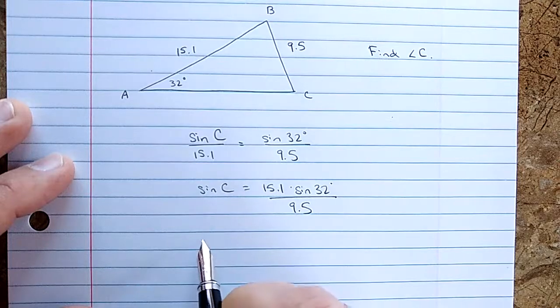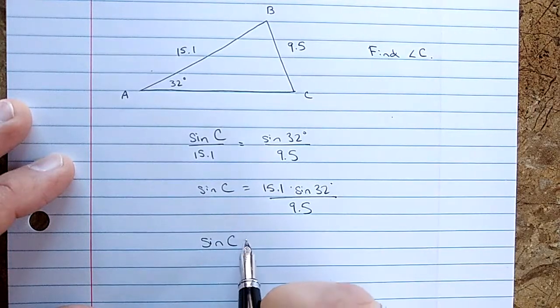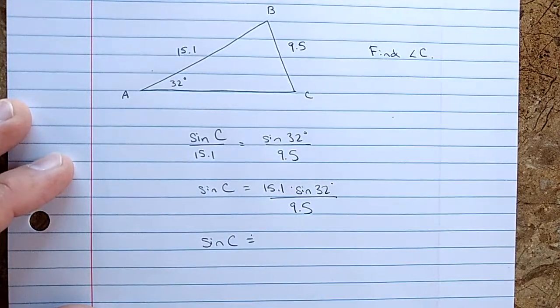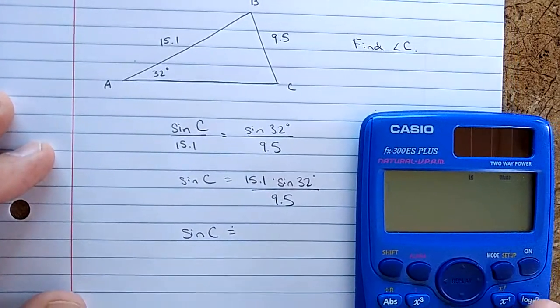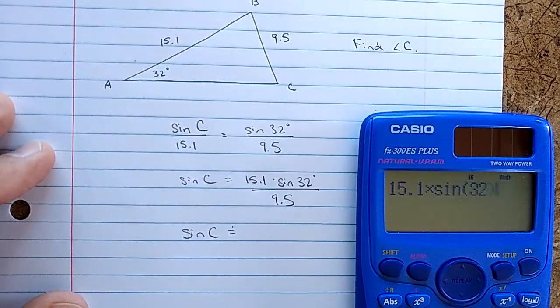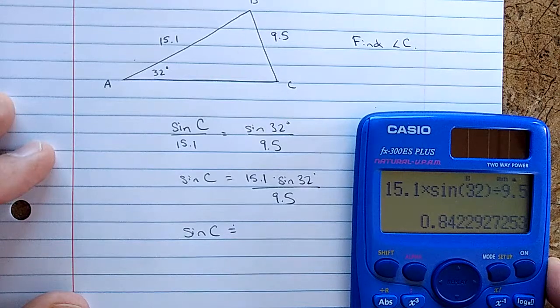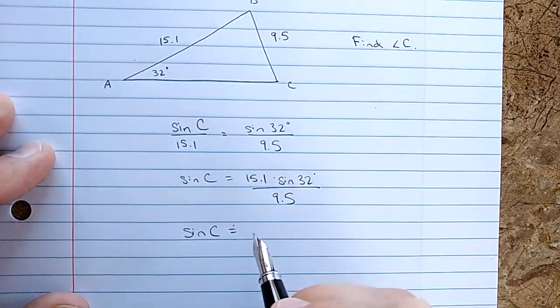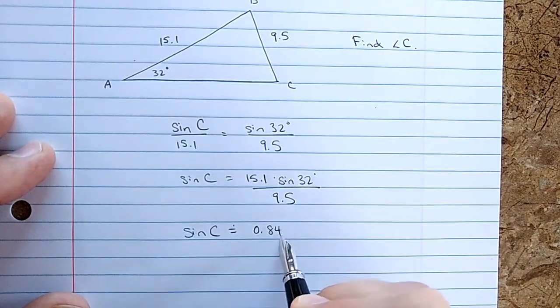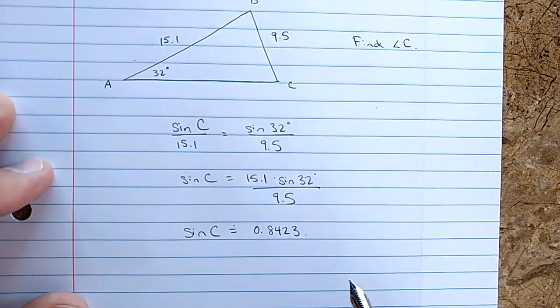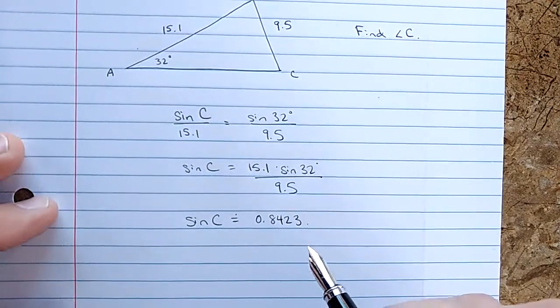Now when I'm working on something like this, I like to write down a decimal approximation just to make sure I've typed everything in correctly and I get something reasonable. So 15.1 times the sine of 32, and that's divided by 9.5. So about 0.8423. I'll leave that value on my calculator though. I'm not going to type this number in again.